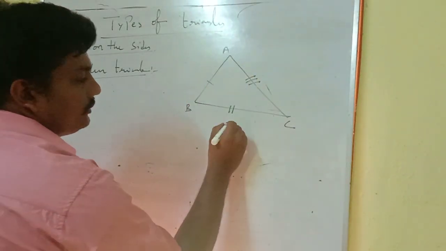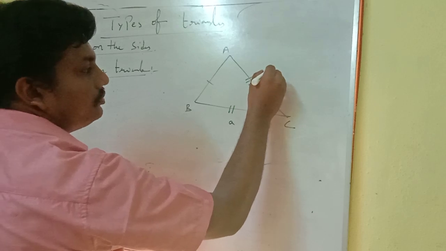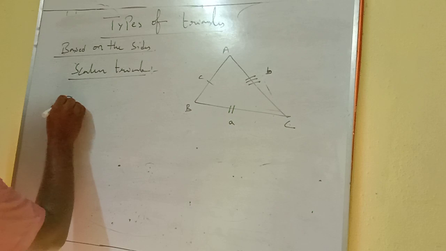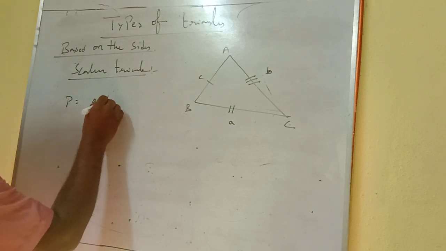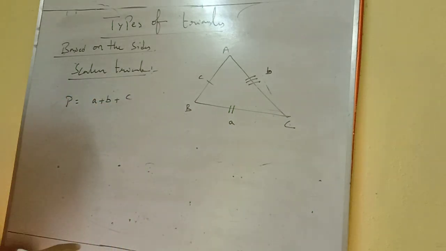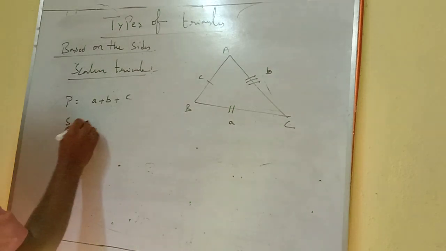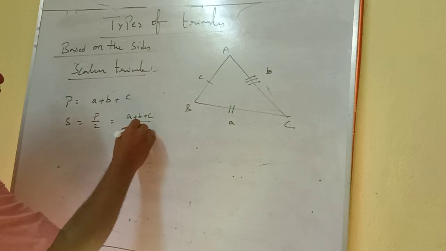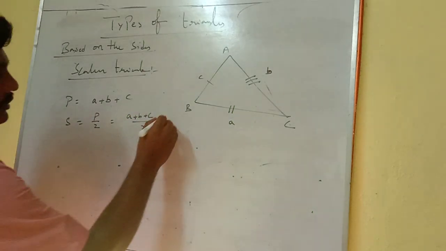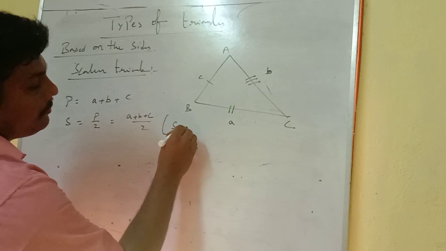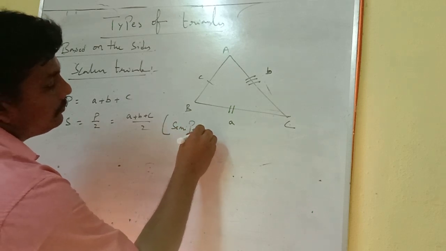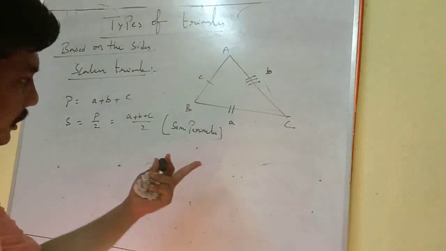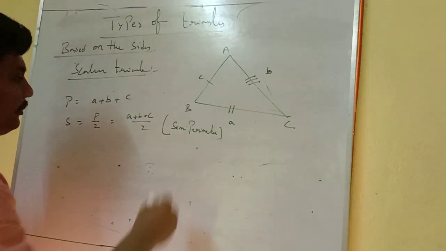Let me take this side as small a, opposite to B is small b, and opposite to C is small c. Now we know what the perimeter is: a plus b plus c. So semi-perimeter S is equal to P by 2, that is a plus b plus c by 2. This is called the semi-perimeter. Simply, we can take it as half of the perimeter.